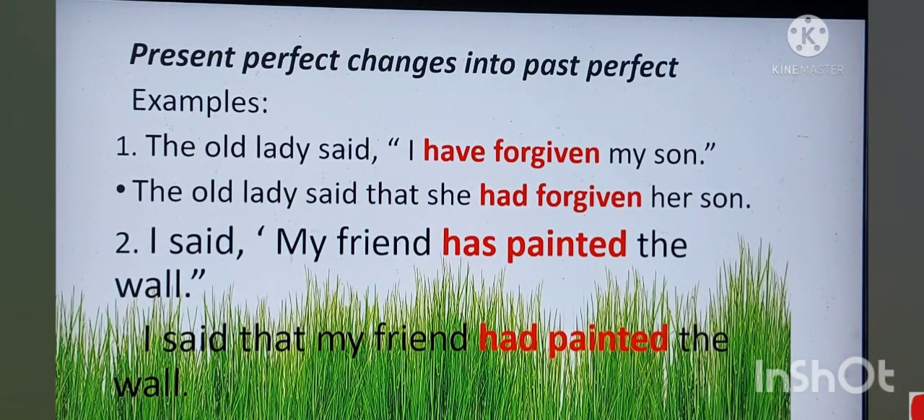What about the present perfect? The present perfect tense changes into the past perfect. Look at these examples. The old lady said, "I have forgiven my son." Answer, the old lady said that she had forgiven her son. Have forgiven is present perfect, and had forgiven is the past perfect.